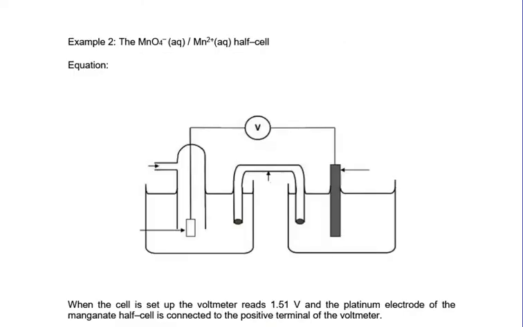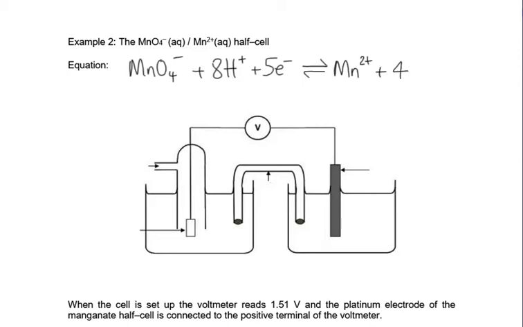So let's look at this second example. If we just copy down the half equation from the previous page, like that, can you label up the two beakers? So have a go at seeing if you can label up the two beakers.